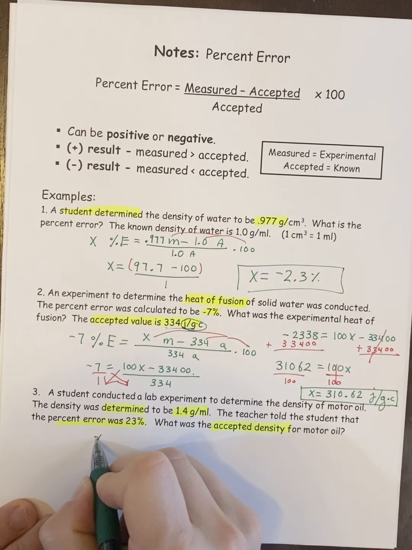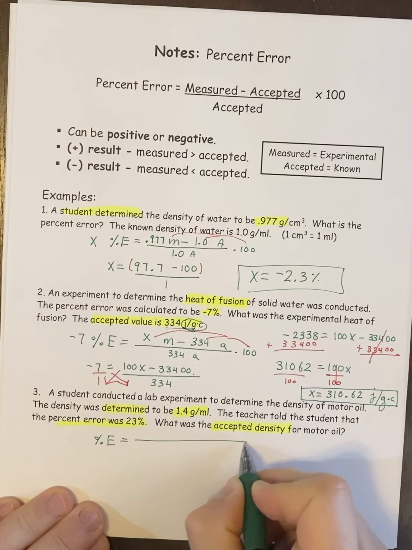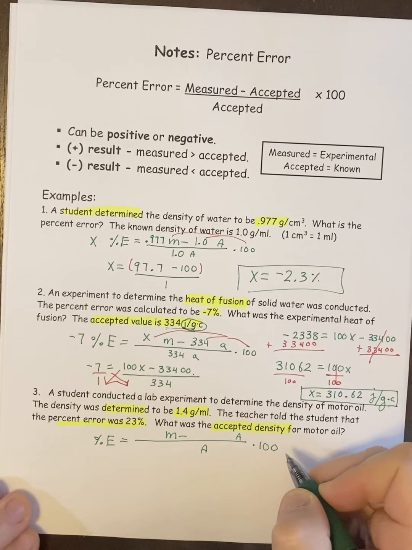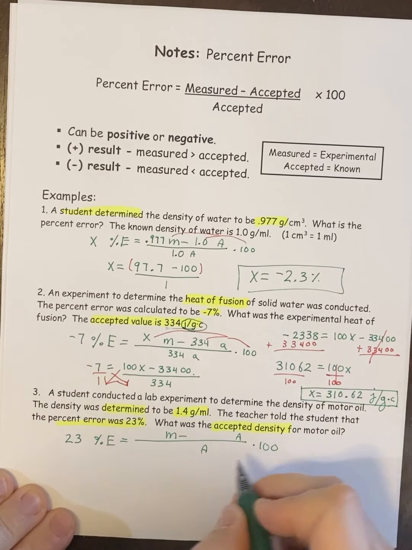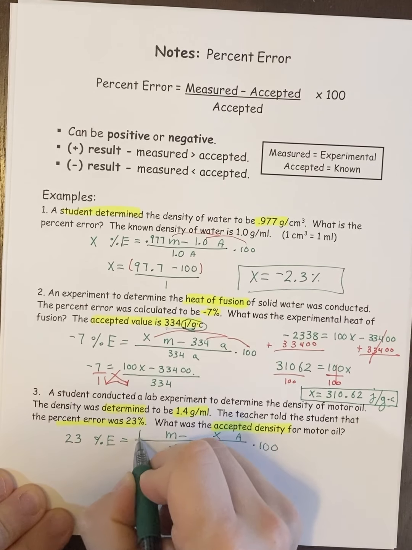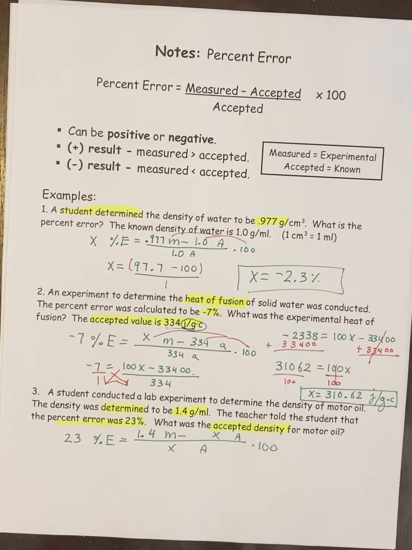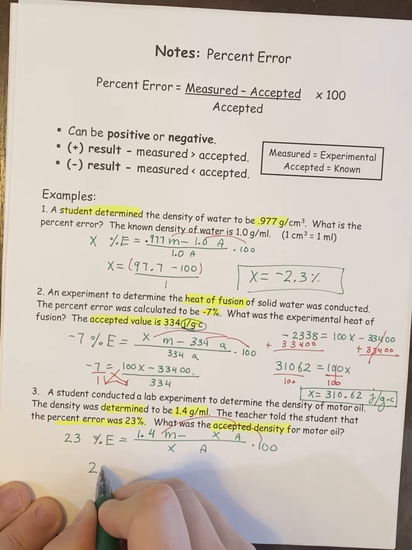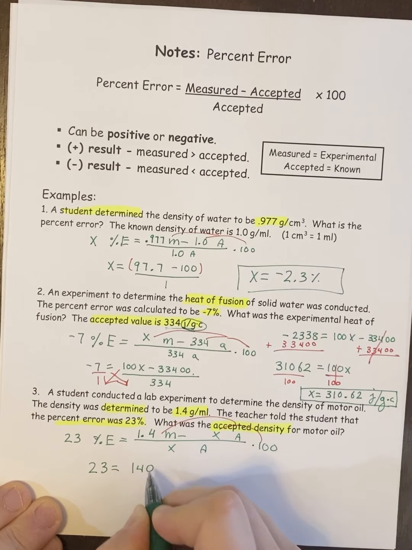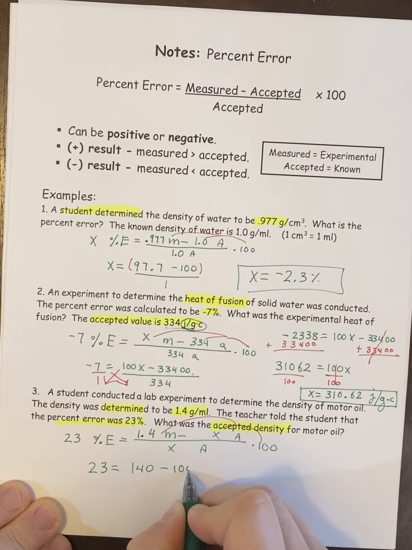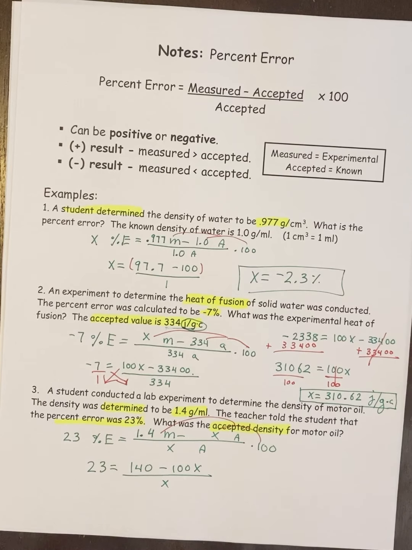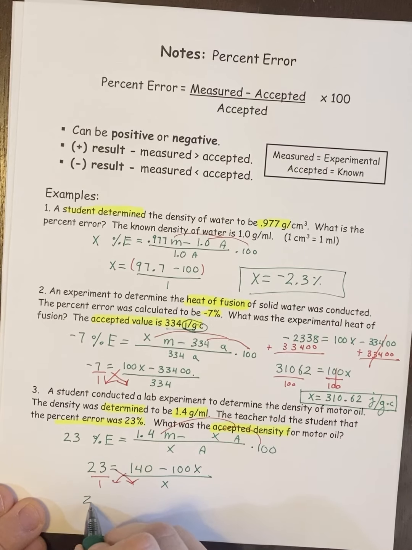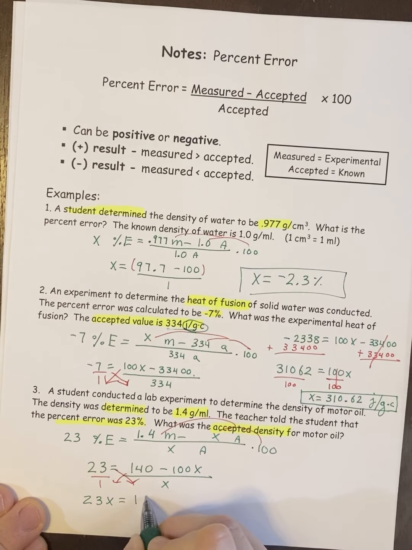So percent error equals m minus a over a times 100, 23. I want the accepted, and I have my measured. So my first step, distribute the 100 into the top two numbers. So I get 23 equals 140 minus 100x over x. And then I'm going to make two fractions and cross multiply. So I get 23x equals.